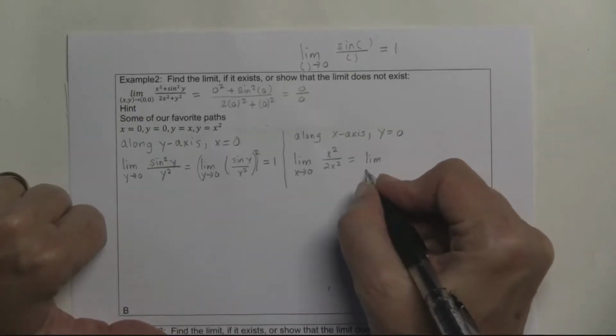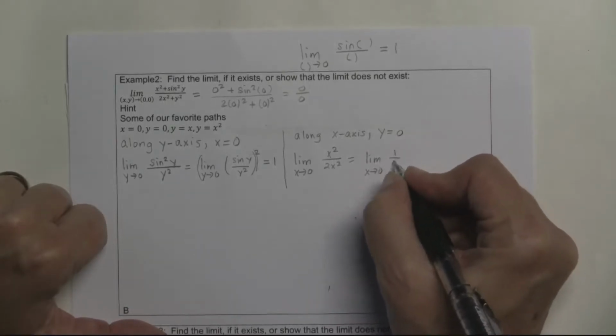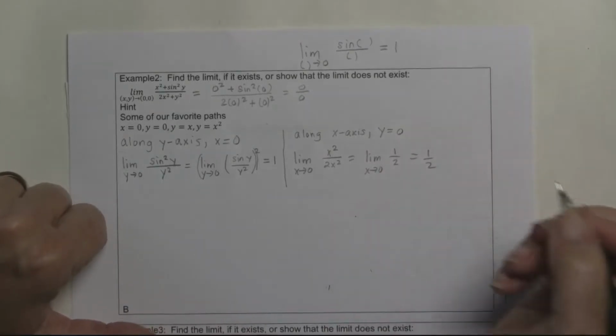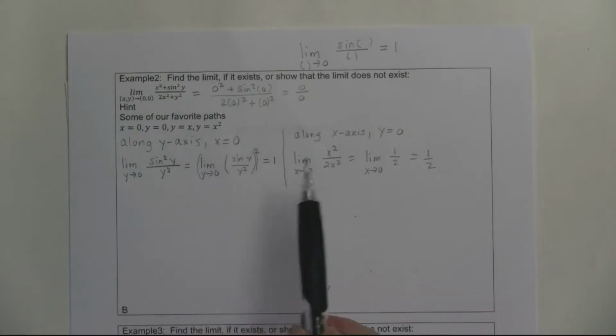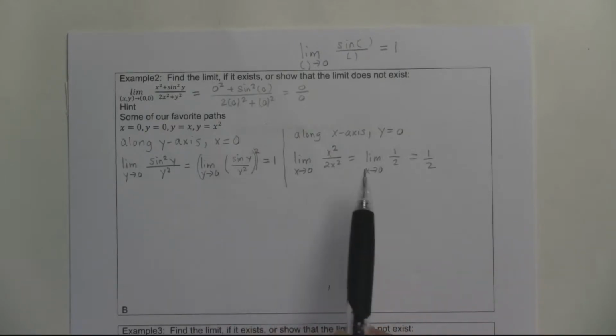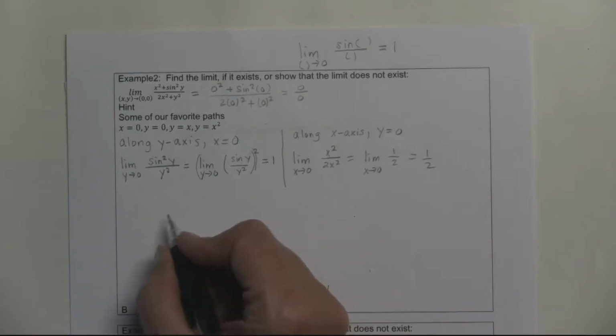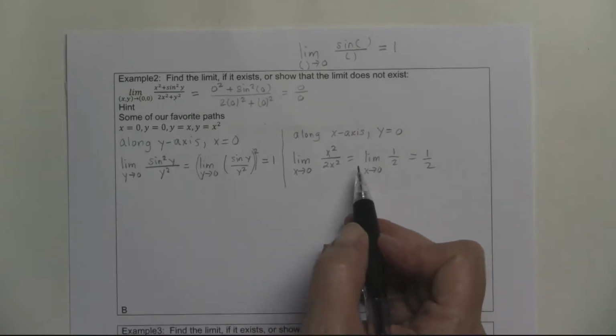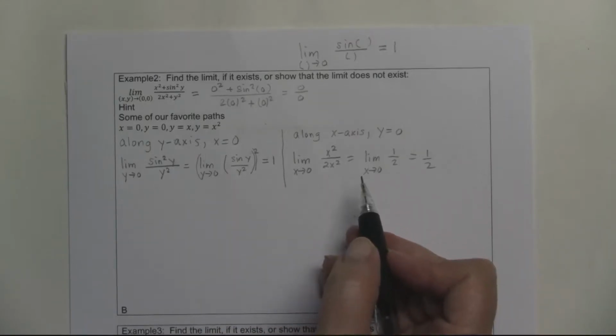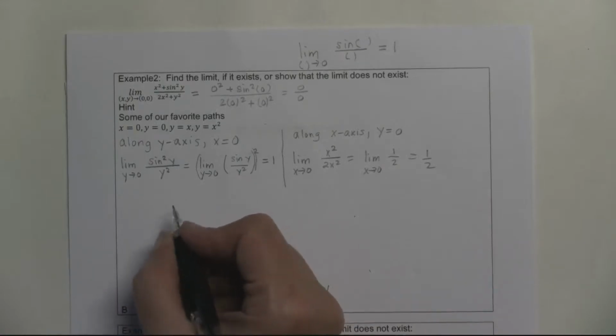So this is the limit as x goes to 0 of 1 over 2, which is 1 over 2. And now I have found the limit along two paths, the y-axis and the x-axis, and they have different limits through that same point. And so I can now say that because this limit from this path is not equal to this limit, the limit doesn't exist.